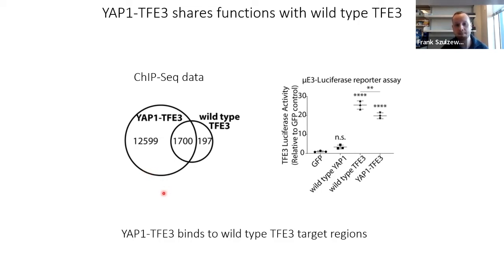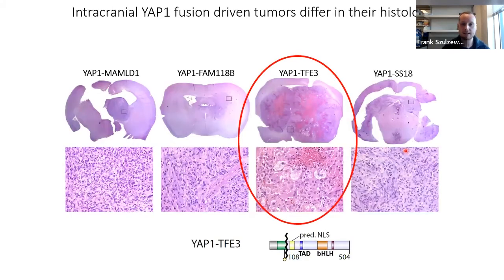But something that has to be said is that the number of peaks generated by wild-type TFE3 and YAP1 TFE3 is dramatically lower than the peaks we generated for YAP1 TFE3, showing that the fusion is not just the sum of both wild-type versions, but it's something in addition. And we also have a TFE3 responsive luciferase reporter assay in which we can show that both wild-type TFE3 and YAP1 TFE3 show activity.